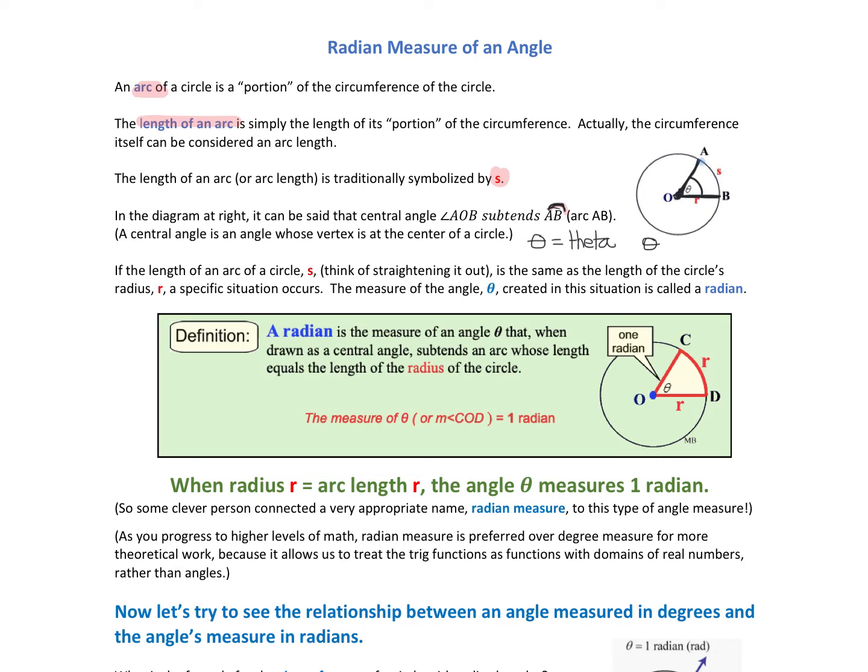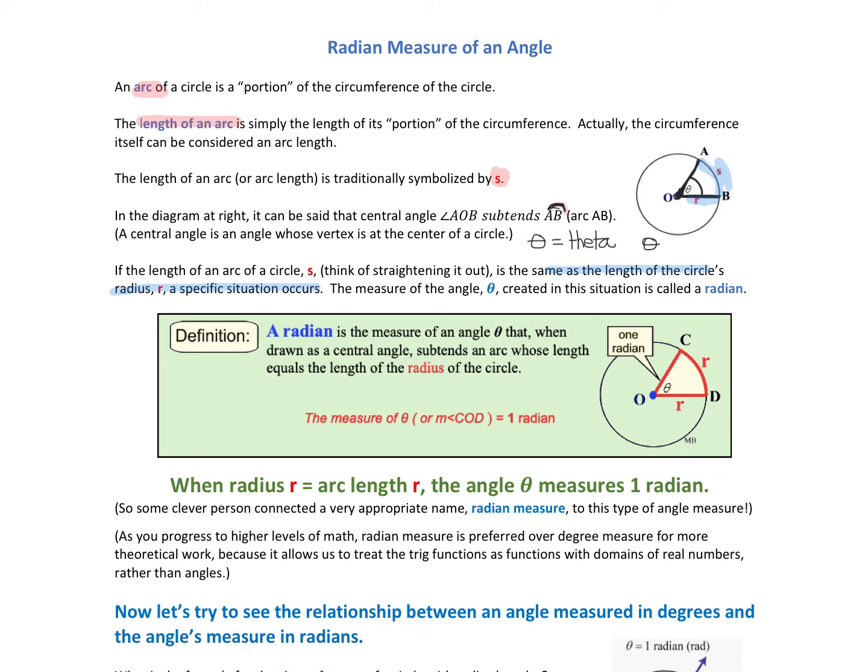Now, if the length of the arc here, s, if I was able to take this arc and straighten it out and make it the same length as the circle's radius, the measure of that angle that would be created is called a radian. So if r, the radius of the circle, is the same length as that arc, then the angle that's formed is called a radian. So the definition here: a radian is the measure of an angle that, when drawn as the central angle, subtends an arc whose length equals the length of the radius of the circle.